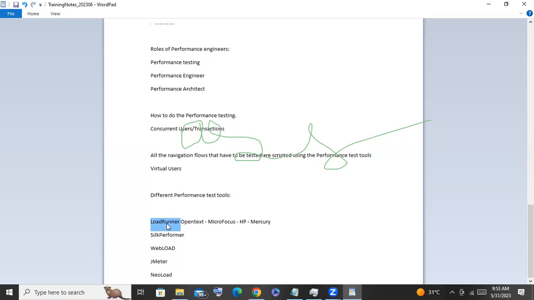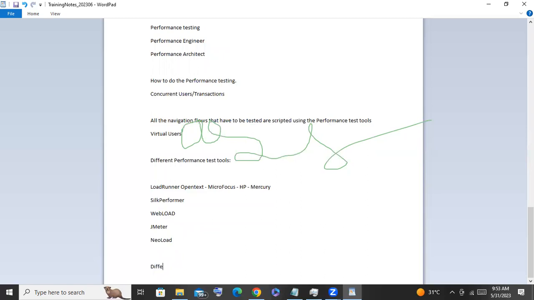Okay, so now we would concentrate on the LoadRunner. This is the discussion regarding the different performance test tools. I would go a little deeper, as and when the time requires. But for now, these are the different types of performance test tools. Clear, guys?